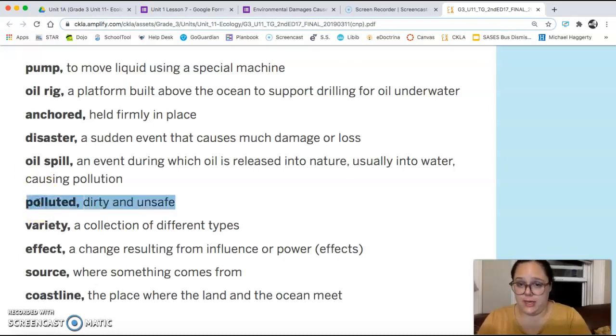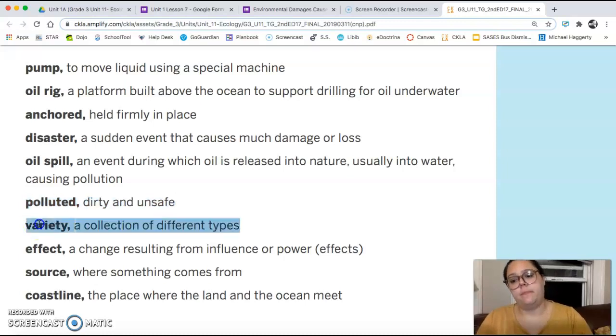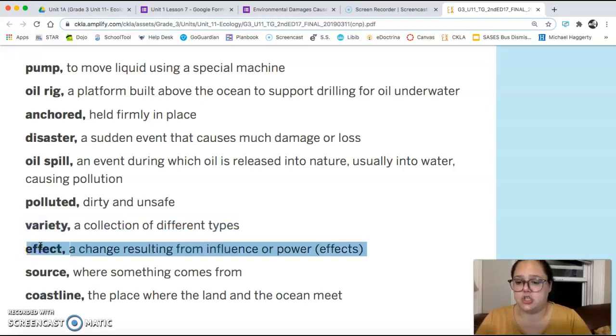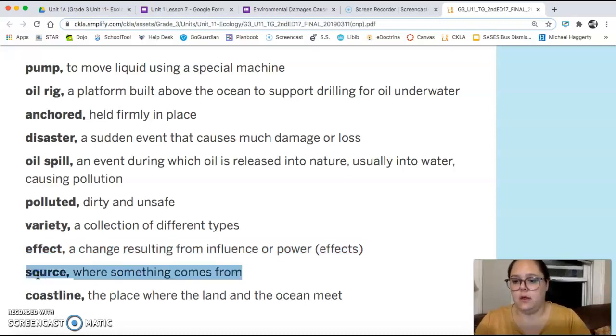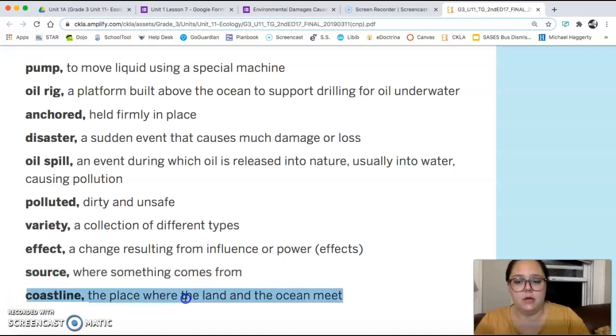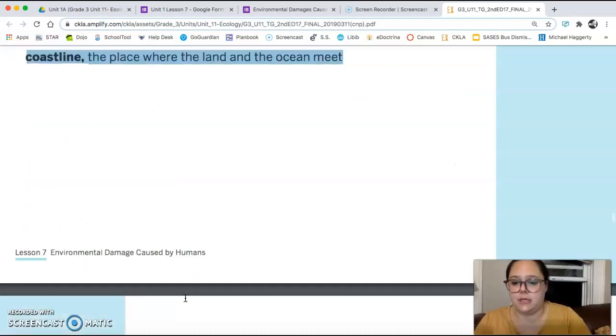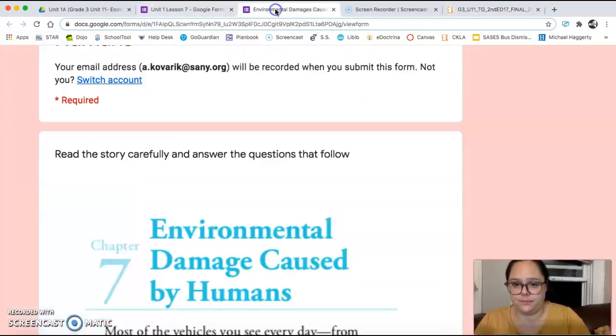Polluted means dirty and unsafe. A variety means a collection of different types. Effect is a change resulting from influence or power. So it's what happens because of something else. A source is where something comes from. The coastline is the place where the land and the ocean meet.